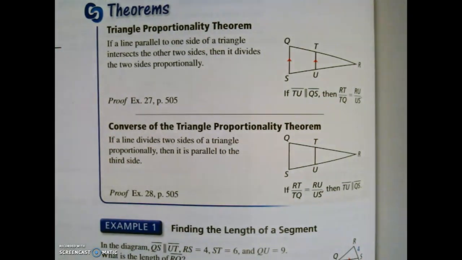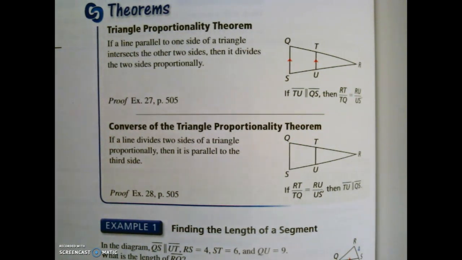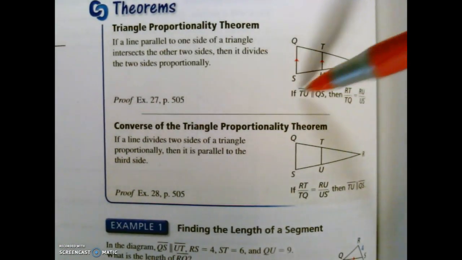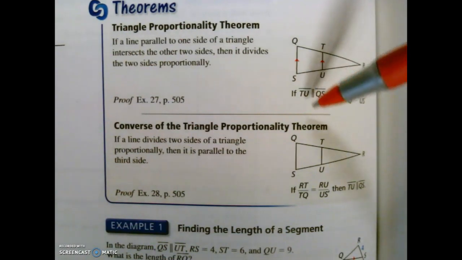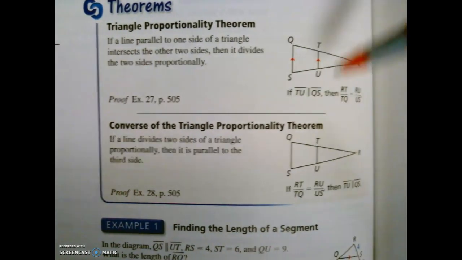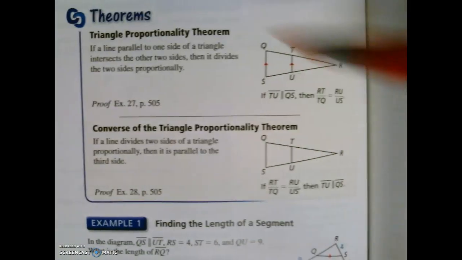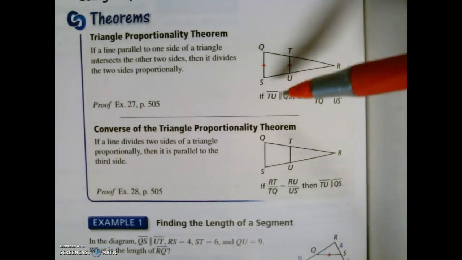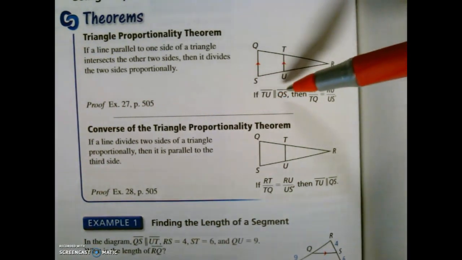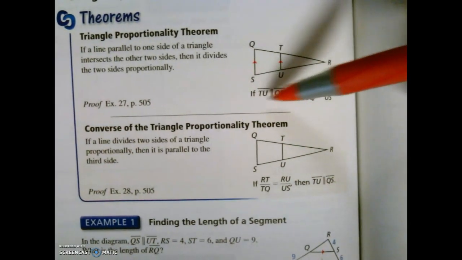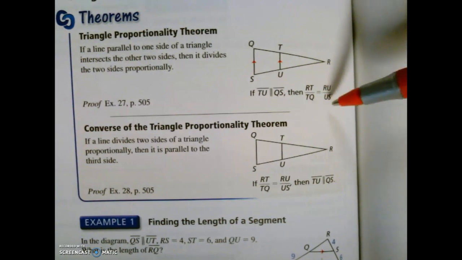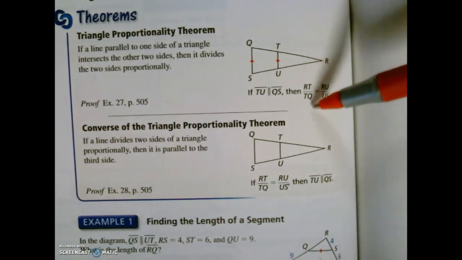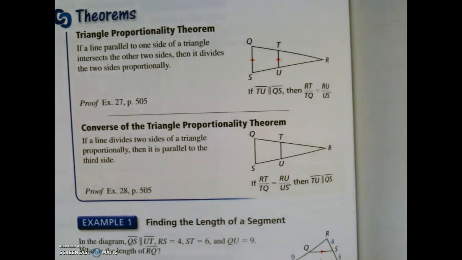Okay, so what we have here says, if a line parallel to one side of a triangle intersects the other two sides, then it divides the two sides proportionally. Now here's the thing. This information over here, I think, for some people makes it easier. This is the same information without having to write out all this gibberish. So TU parallel to QS, that's what that says. It's saying if the two lines are parallel, then we get these fractions, and all this is saying is they're proportional. That's what proportional means. It means if you set up the fraction.